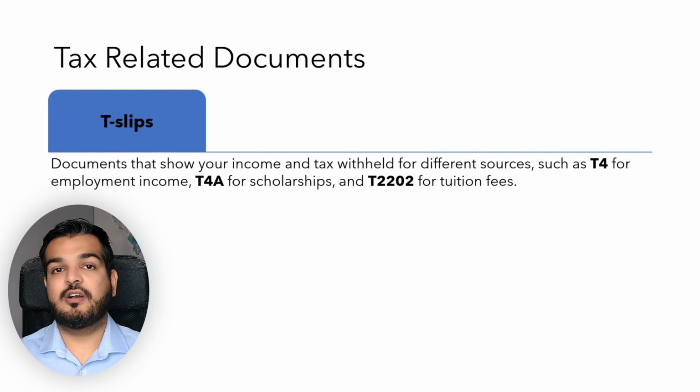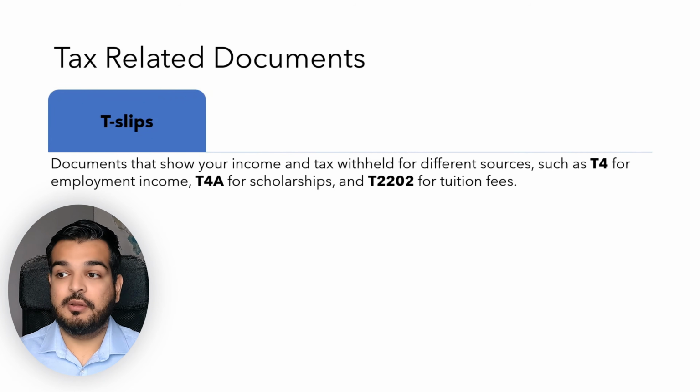The first one I want to talk about is called a T-slip, and you may receive various T-slips around February, March of each year, just before you have to file your taxes. A T-slip is essentially a document that tells you how much money you've earned and how much taxes was taken away from that money. And there are different types of T-slips.